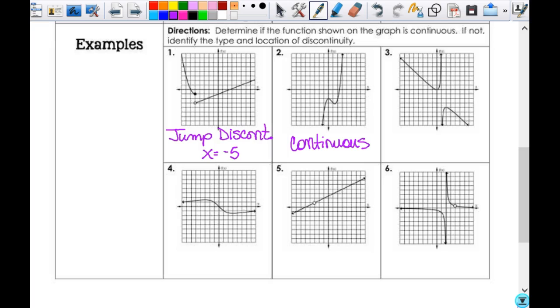Where is Juan? All right, so Juan, tell me about number 3. Is it continuous or discontinuous? Okay, what kind? Okay, very good. So infinite discontinuity, where, Juan? At x equals 1. Do y'all agree with that? Yes, good job, thank you. And that's because there's a vertical asymptote there, right?